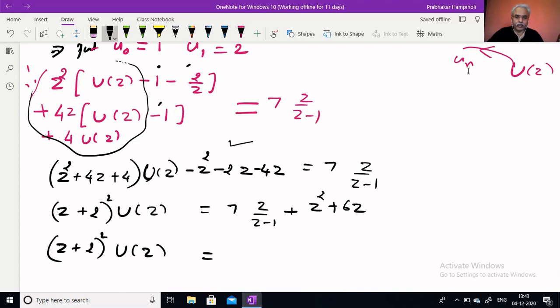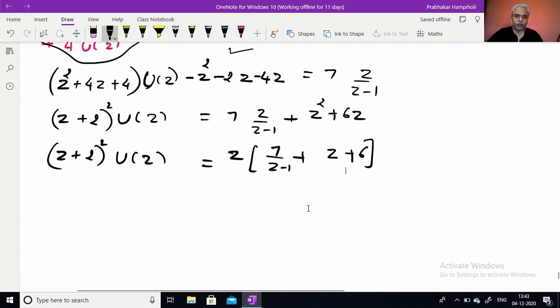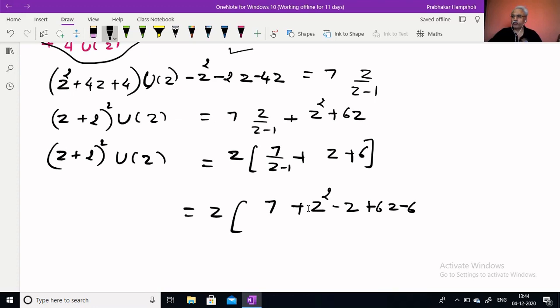To simplify this, first z is common everywhere. Let me write 7/(z−1) plus z plus 6. So the right-hand side can be simplified further. This is equal to z into the bracket 7 plus z² minus z plus 6z minus 6, whole divided by z−1 as it is.